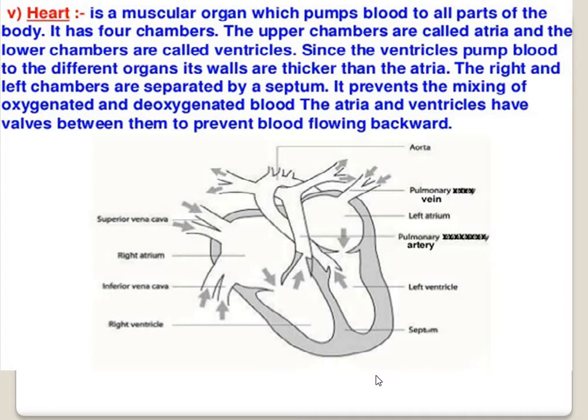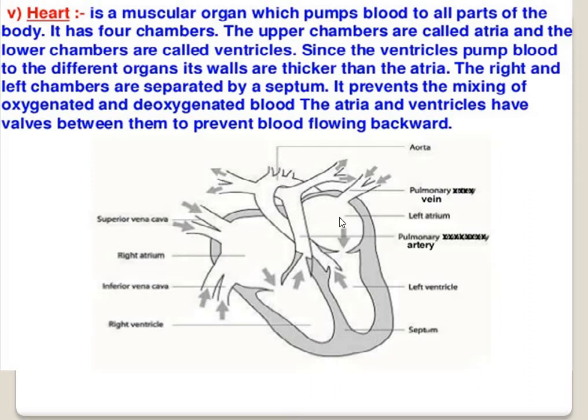Now this human heart, shown over here, consists of 4 chambers as you can see. The upper chambers are called the atria and the lower ones the ventricles. Now since the ventricles pump the blood to different parts of the body, they have walls which are thicker. The right and the left chambers are separated by a septum which prevents the mixing of blood.